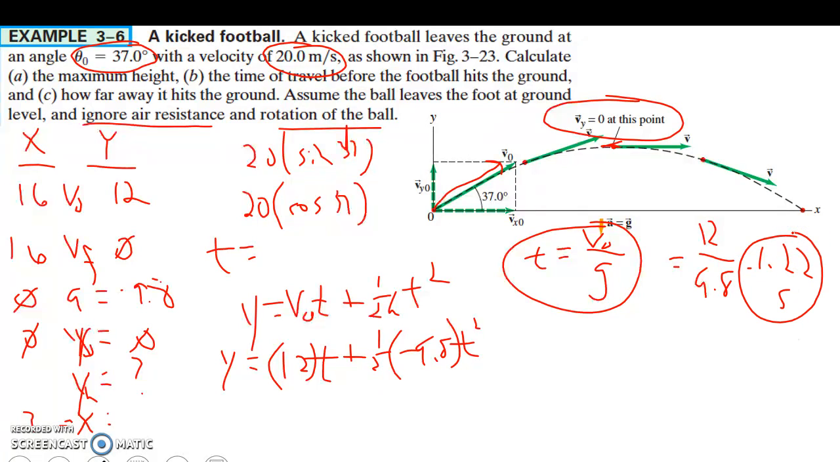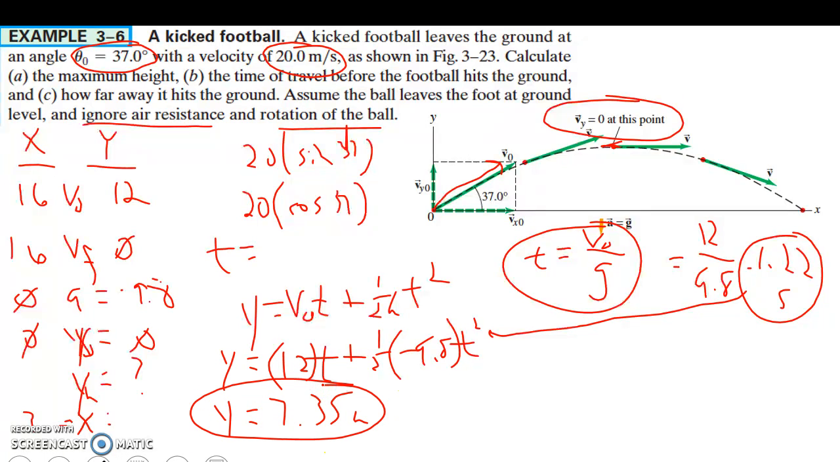So if it's 1.22 seconds, I then substitute that in for t here, and I find my height to be 7.35 meters. So 7.35 meters is how high my object gets. Now to find the total time, I can very quickly know that if it's 1.22 to get to here without air resistance, it's going to be 1.22 times 2. So 2.44 seconds is my total time.